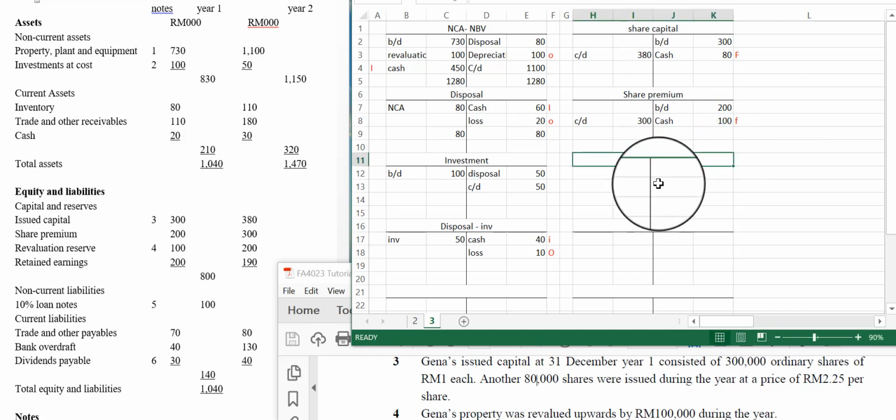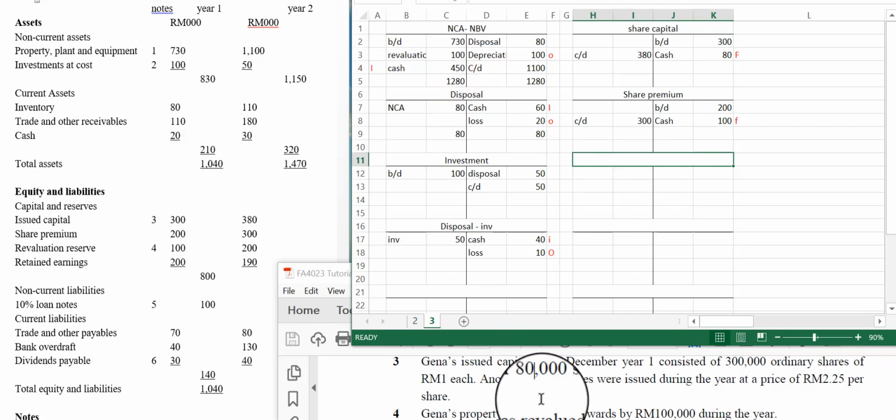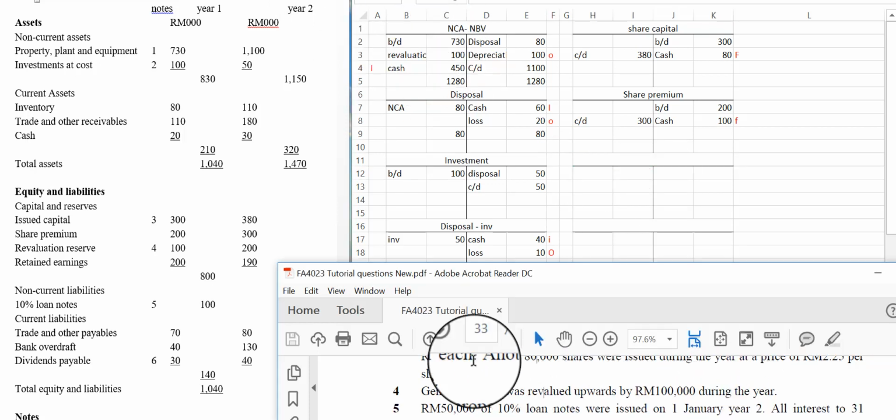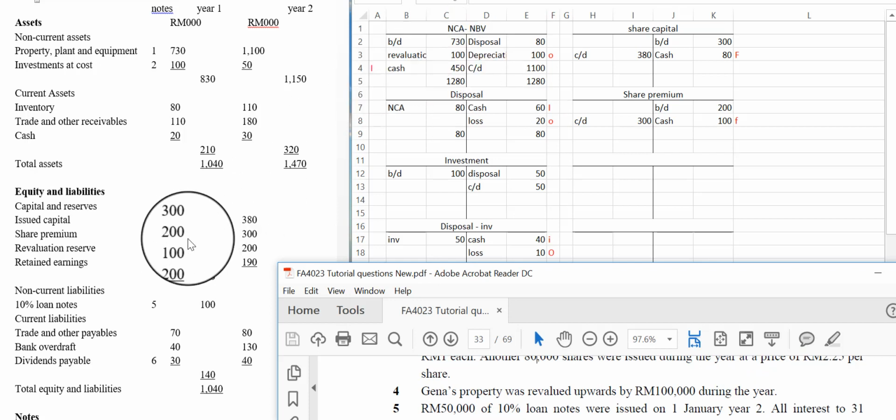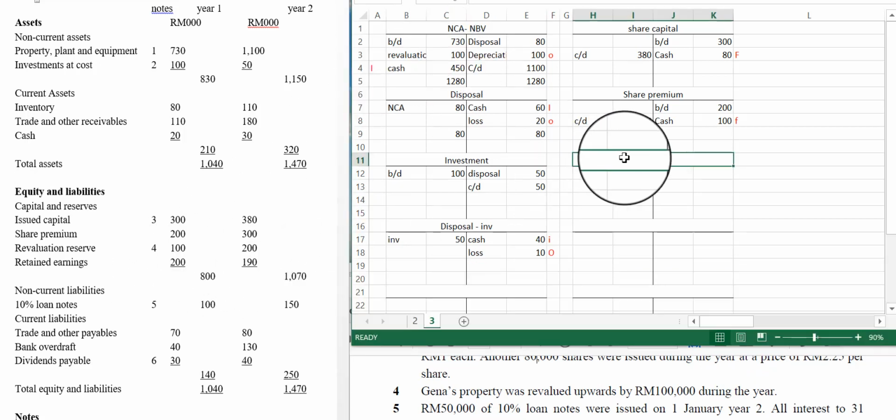Now number 4 is revaluation reserve. Just now we already know where the revaluation reserve increase is from. Okay, so you know this one. Then number 5, you have your retained earning. Now retained earning, in most cases, retained earning accounts you need to open. Okay, retained earning and dividend, because these two are always linked.